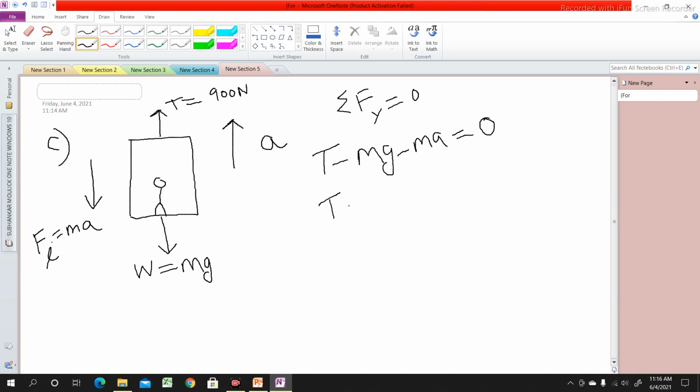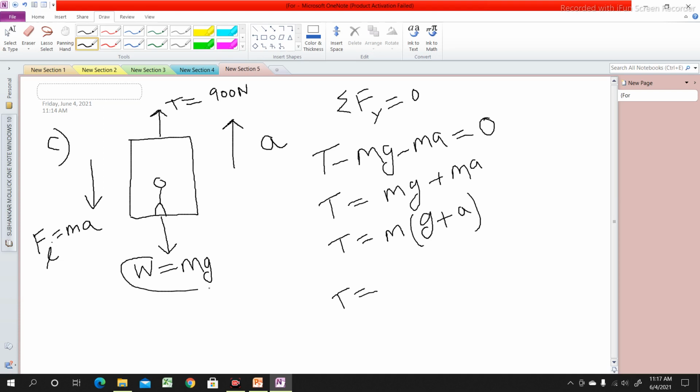I can write tension T is equal to mg plus Ma, or tension T is equal to m, taking m common, what remains in the bracket? It will be g plus a. So tension T is equal to m times g plus a. If I use this relation, m will be W by g. So T is equal to W by g in bracket g plus a.